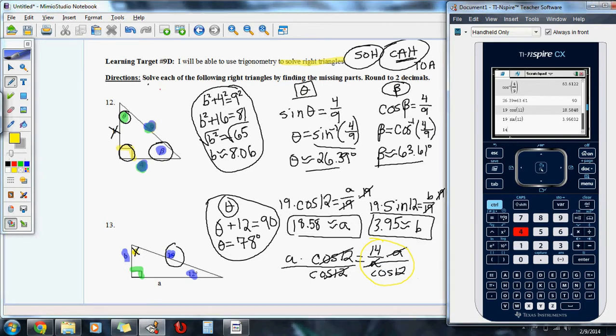14 divided by trig cosine 12, enter. And you can see up here, that's what it looks like. It would be 14.31 if we were doing that problem, okay? So it's just another way to solve if you get the variable in the bottom.